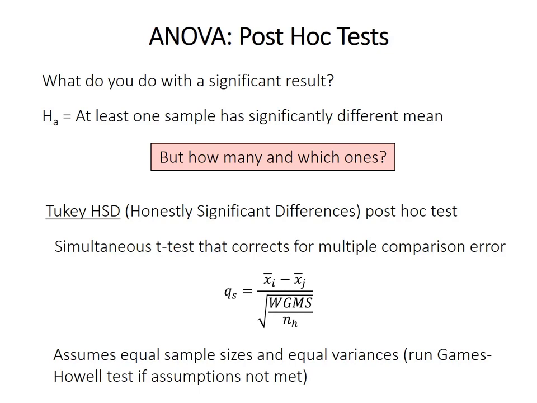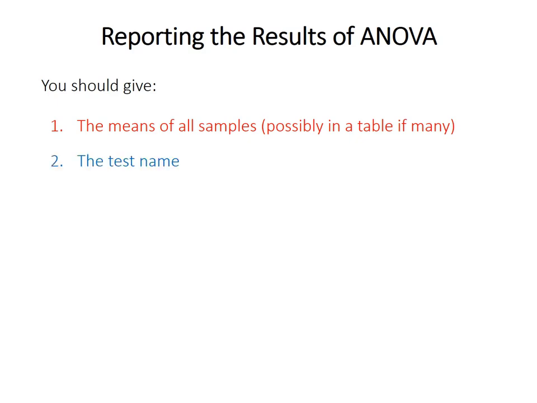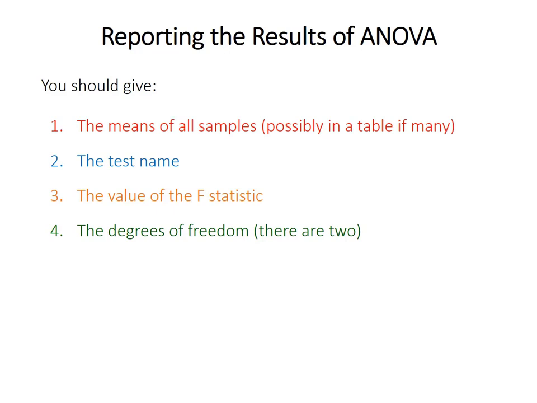So if that's not true, you could try running something called the Games-Howell post hoc test, which I won't describe. When reporting the results of an ANOVA, you should give the means for all samples. If there are 3 or 4, you can do that just in the text, but you may want a table if there are quite a lot of them. You should report the test name, ANOVA, or one-way ANOVA technically. You should give the value of the F statistic, the 2 degrees of freedom, and finally the p-value.